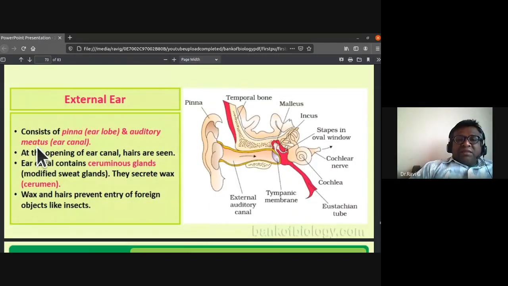The external ear consists of the pinna or earlobe and the auditory meatus or ear canal. At the opening of the ear canal, hairs are seen.